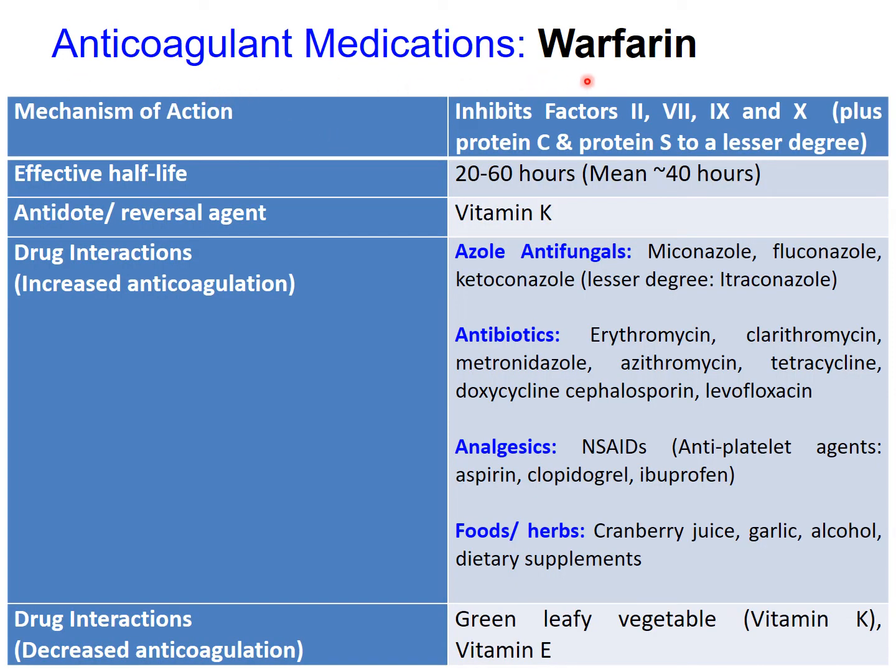So the first medication we are going to discuss is warfarin. Warfarin acts by causing inhibition of factor 2, 7, 9, and 10, plus protein C and protein S to a lesser degree. So these factors are basically vitamin K dependent factors which require vitamin K for their synthesis in the liver. The effective half-life of warfarin is 20 to 60 hours, mean is 40 hours, and obviously because these are vitamin K dependent factors, the main antidote for warfarin is vitamin K itself.